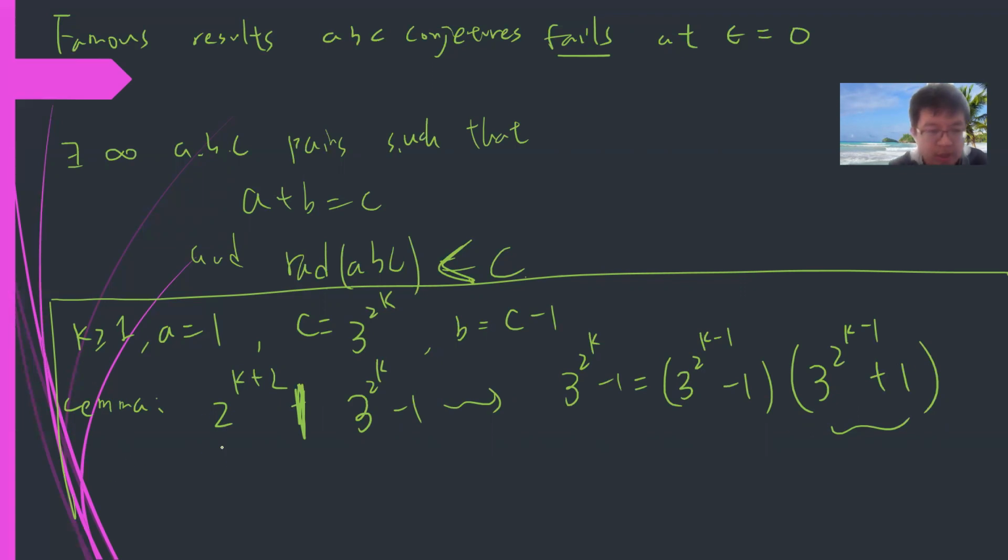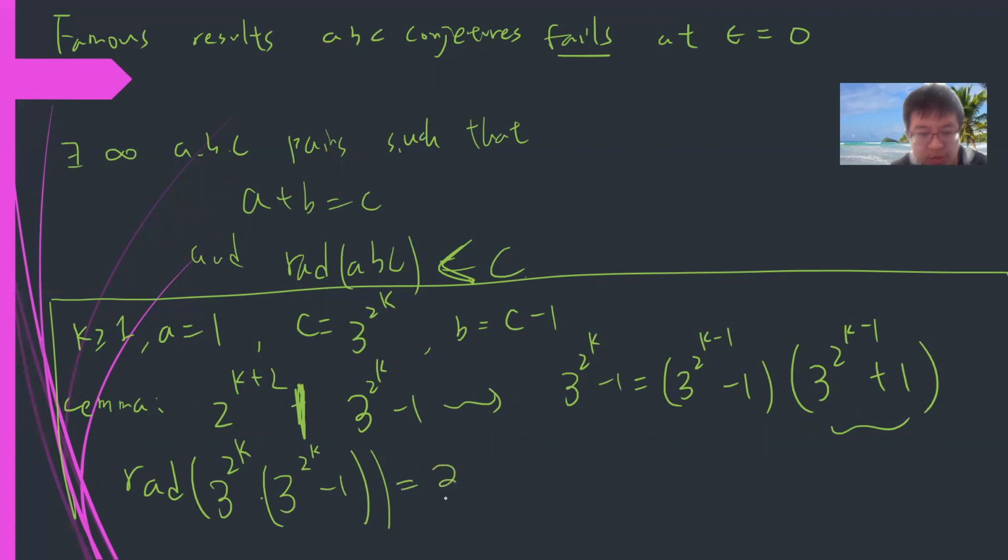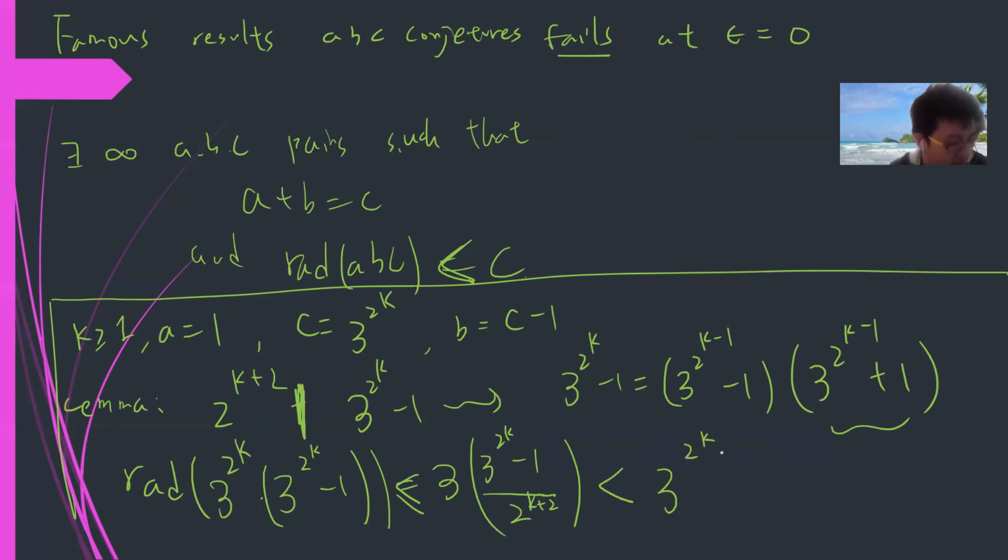This tells you that if you compute the radical, you will get 3 times 2 to the K times this 3 to the 2 to the K minus 1. But 3 to the 2 to the K has the same radical as 3, so it becomes 3. And this other factor is less than or equal to 3 to the 2 to the K minus 1 divided by 2 to the K plus 1, because it at least has these prime factors. So obviously this is less than 3 to the 2 to the K. This is C. From here we know that the ABC conjecture is not true for epsilon equals 0.